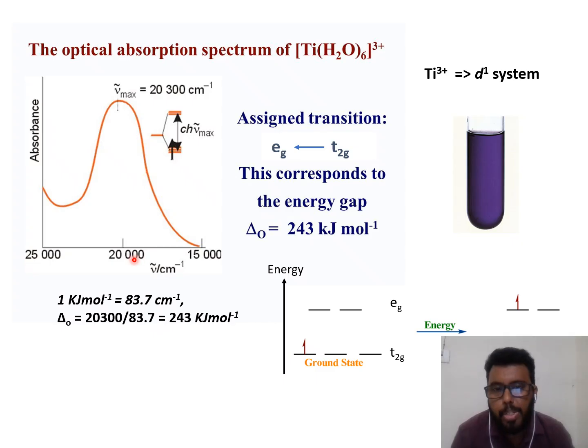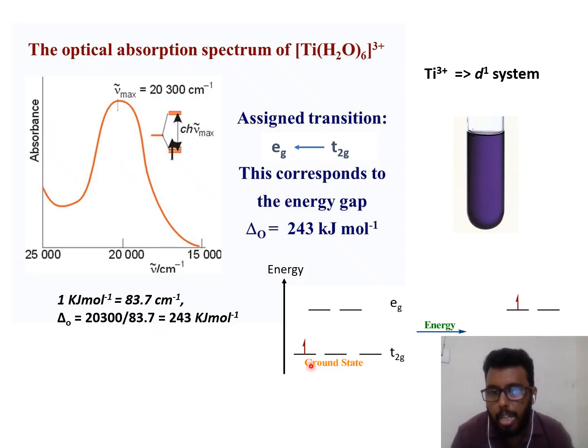When you convert this into energy, the simple conversion is that 1 kilojoule per mole is equivalent to 83.7 centimeter inverse. Now this absorption maximum is in wave number, so to convert it into kilojoule per mole, you have to divide this number by 83.7 centimeter inverse. Then you will get 243 kilojoule per mole. This way you can calculate it for the octahedral complex, since there are 6 ligands, 6 coordination number. So this is an octahedral complex, and you can calculate the octahedral splitting energy, which is 243 kilojoule per mole.